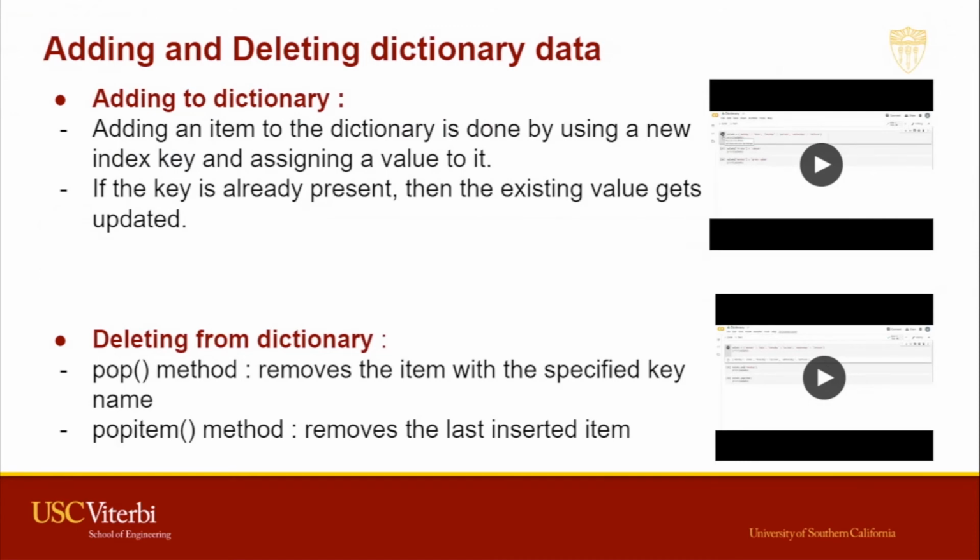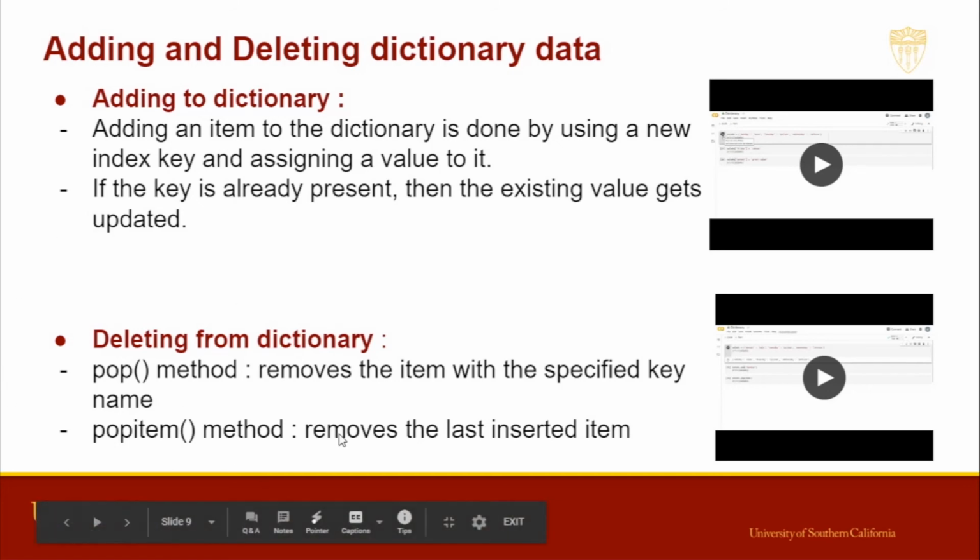Now let's look at how we can add and delete data from the dictionary. In order to add data, we have to give a new index key and assign a corresponding value to it. So we have to insert the key and value pair, and if the key is already present, that is, if we try to duplicate a key and give it a new value, the existing value will get replaced, it will get updated. So the key will not be stored in a duplicate manner. Instead, if it is present, the earlier value will get removed and it will be replaced by the new value.